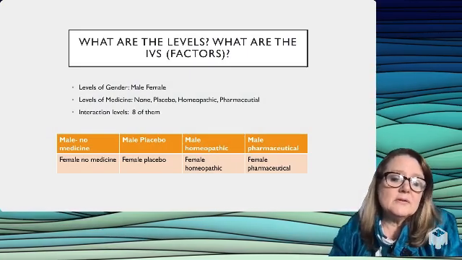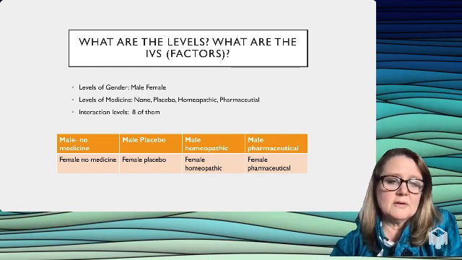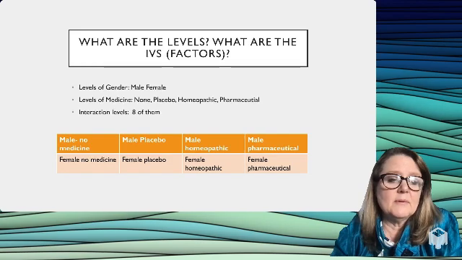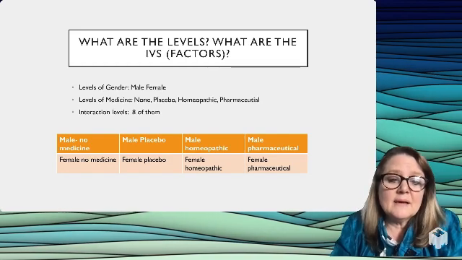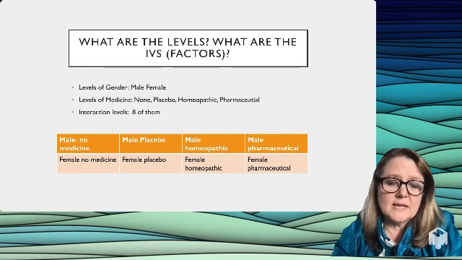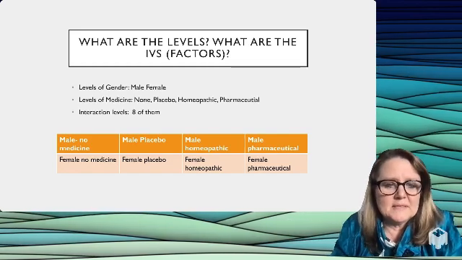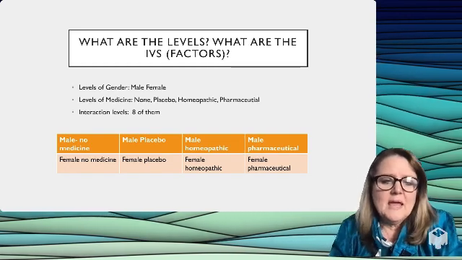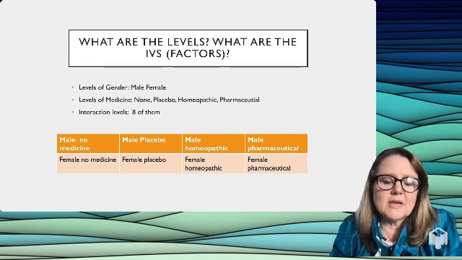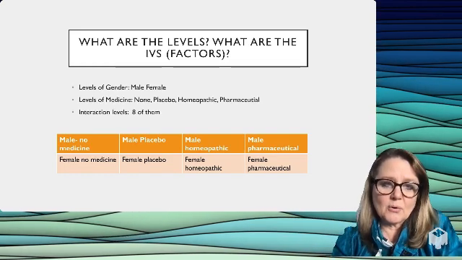The levels are really important to remember. So in this one, we have male and female for gender, and we have none, placebo, homeopathic, and pharmaceutical for medicine. And then we actually have 8 levels for the interaction. So taking it to the next level here. We have males who get no medicine, females who get no medicine, males who get placebo, females who get placebo, right? And what's going to happen is every participant is going to be one of those 8 categories.